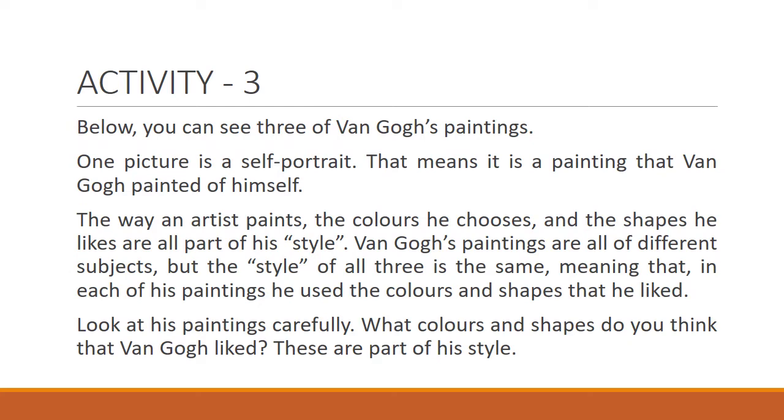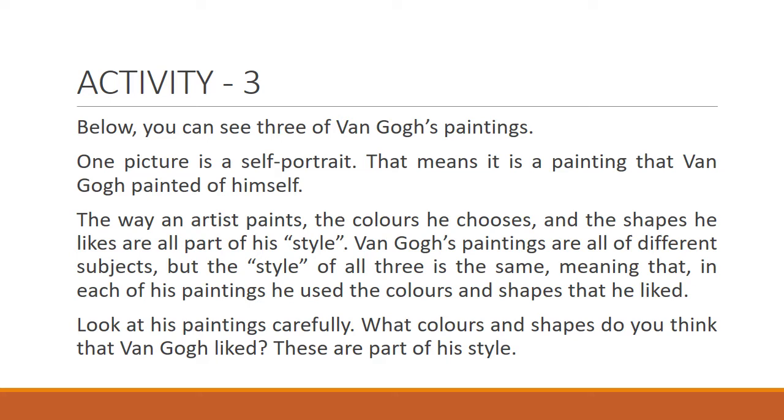Activity 3. Below, you can see 3 of Van Gogh's paintings. One picture is a self-portrait. That means it is a painting that Van Gogh painted of himself. The way an artist paints, the colors he chooses, and the shapes he likes are all part of his style. Van Gogh's paintings are all of different subjects, but the style of all 3 is the same, meaning that in each of his paintings he used the colors and shapes that he liked.